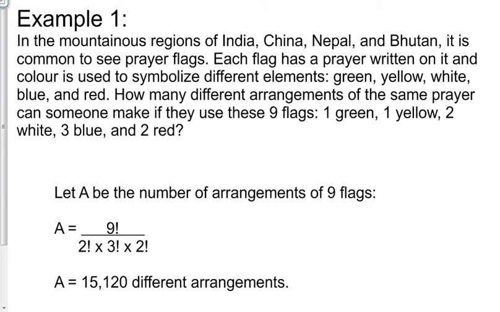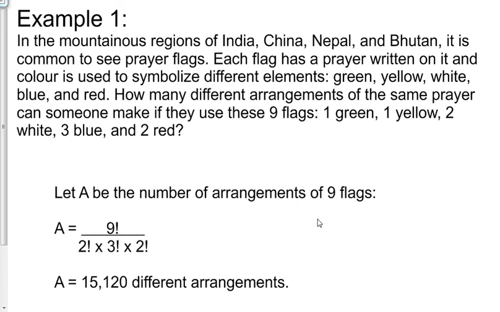Example 1. In the mountainous regions of India, China, Nepal, and Bhutan, it is common to see prayer flags. Each flag has a prayer written on it, and color is used to symbolize different elements. The colors are green, yellow, white, blue, and red. How many different arrangements of the same prayer can someone make if they use these 9 flags? 1 green, 1 yellow, 2 white, 3 blue, and 2 red.